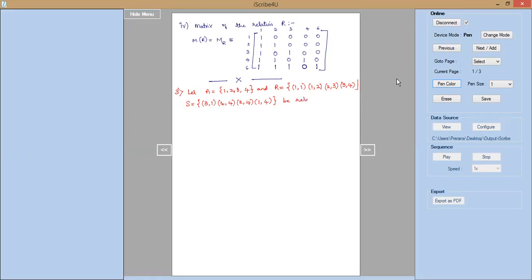Both are relations on A. Determine the relations R composition S, S composition R, R composition S composition R, S composition R composition S, S composition R, R square and S square. So the entire problem is to find the composition of different relations, right? So let us see the solution.